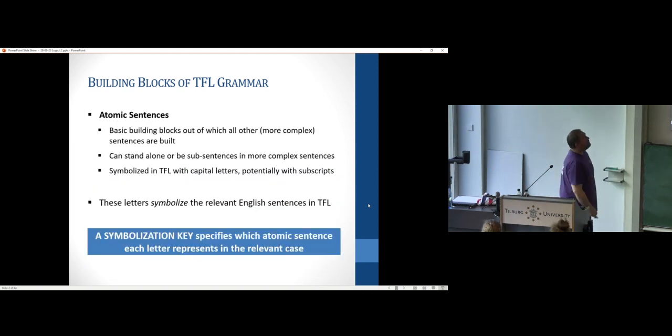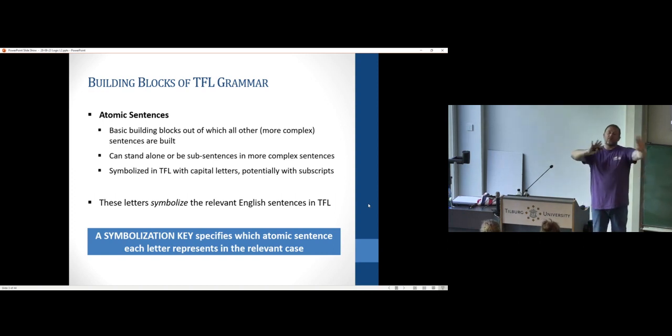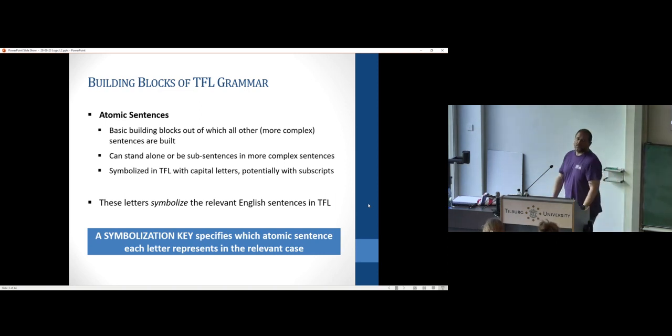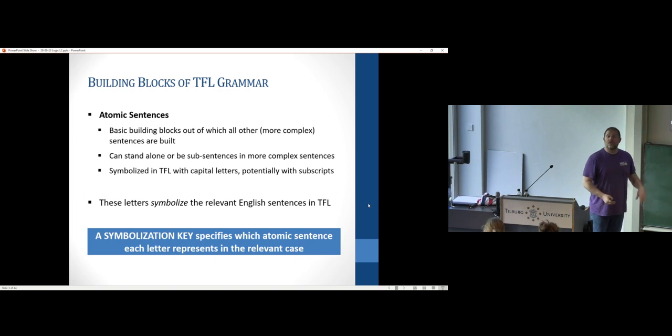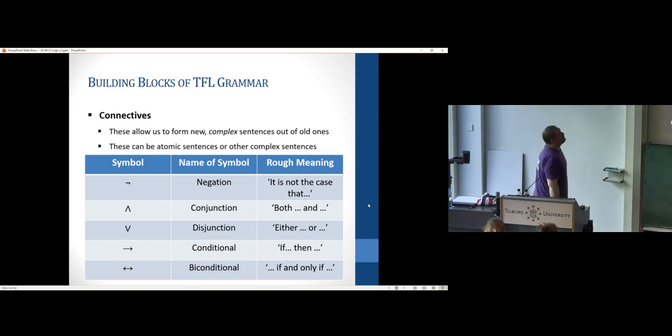To go back a slide, remember when we're talking about a symbolization key, we want to try and map English sentences onto TFL sentences. Well, it's real easy if we're mapping atomic English sentences. But when we start to map complex English sentences, like if Yabka's awake, then she's hungry, we're going to have to start using our various connectives. So that's going to be the big task for symbolizing into TFL, making sure that we're using the right symbol in the right place. So let's talk about them.